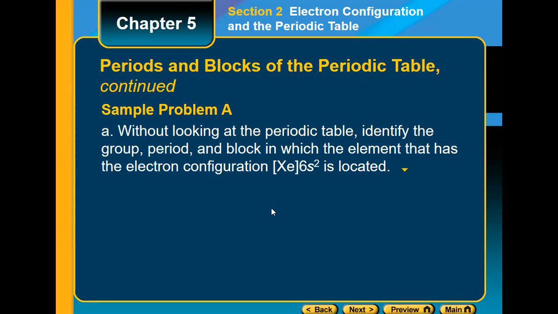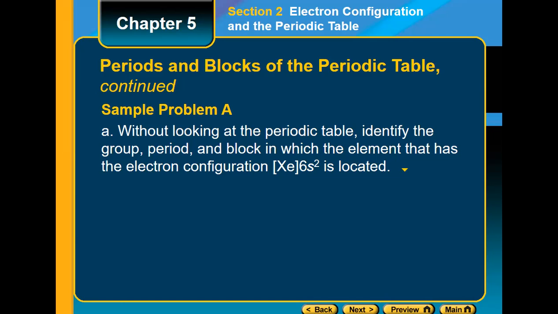So here, let's find one of the most important things: how we could locate an element, to find its block in the periodic table, and its period. So how could we know this? He is asking you, for example, without looking at the periodic table, to identify the group, period, and block of the element that has a given electron configuration, and he already gives you the electron configuration, ending in 6s2. So how could we know?